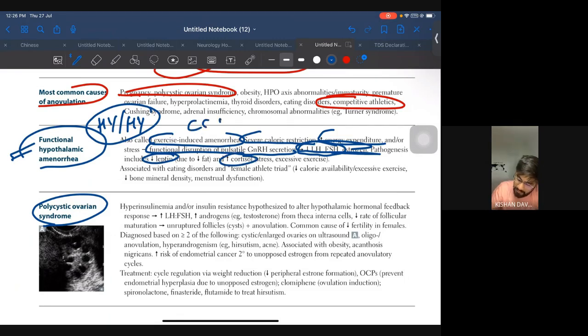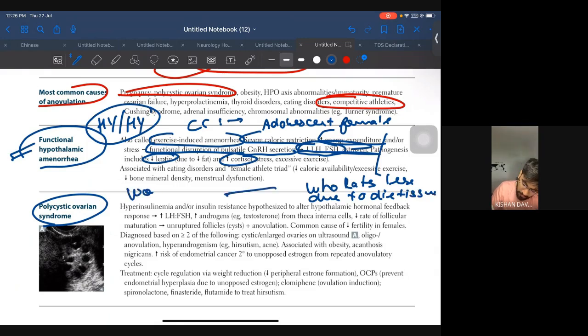Now, a classic case will be given to you: an adolescent female who eats less due to diet issues and works out more. Okay, so this case will be given to you. You need to think about functional hypothalamic amenorrhea, because there will be disruption of GnRH secretion. GnRH secretion will decrease, so everything will decrease. Okay, so keep this in mind.